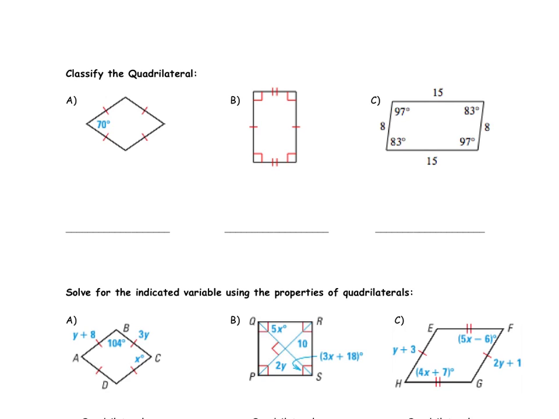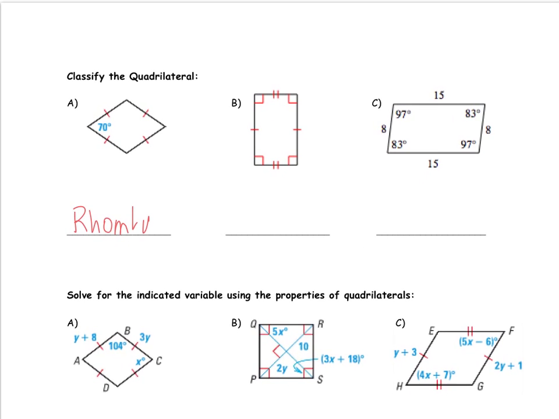We got 1 vote for rhombus. Claudia, what do you think? Rhombus? Andrew, what do you think? Rhombus? Over here? Paige? Rhombus. Rhombus is correct. The reason why it's a rhombus is because you have 4 congruent sides. Okay? So it's a rhombus. All right? B.